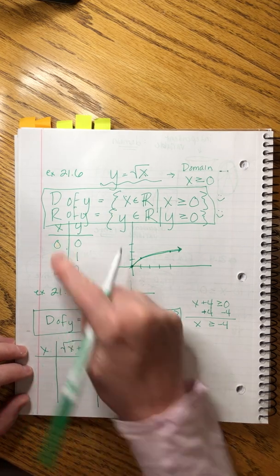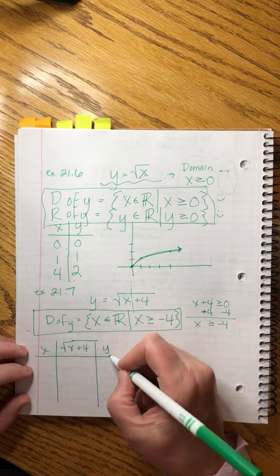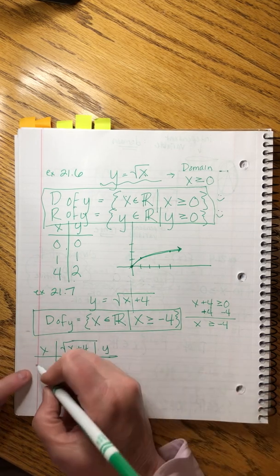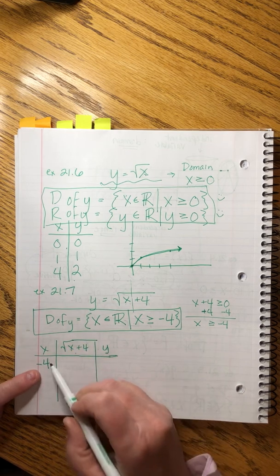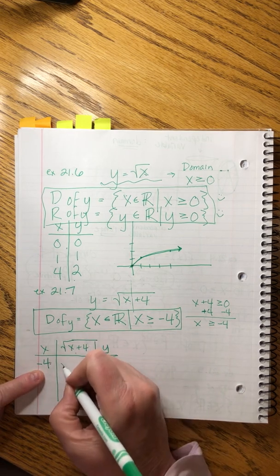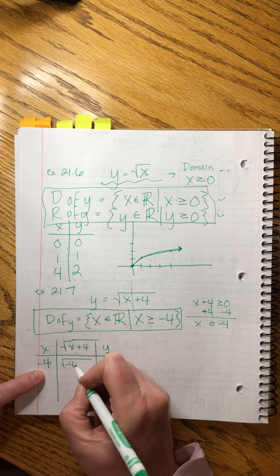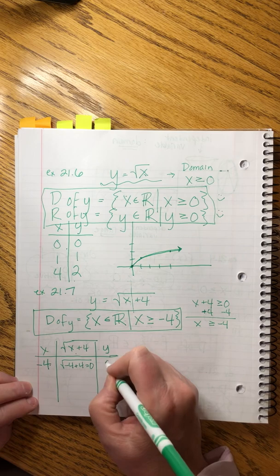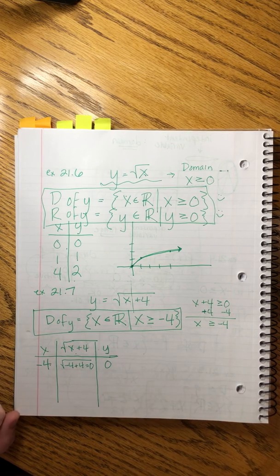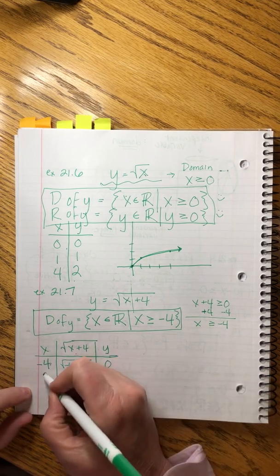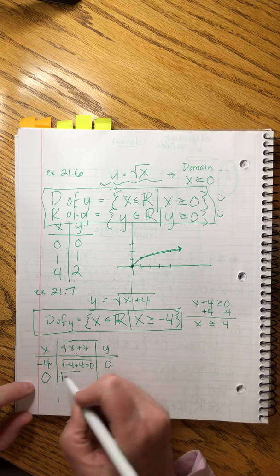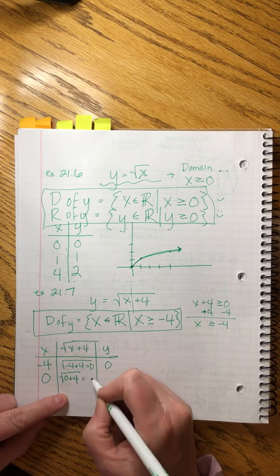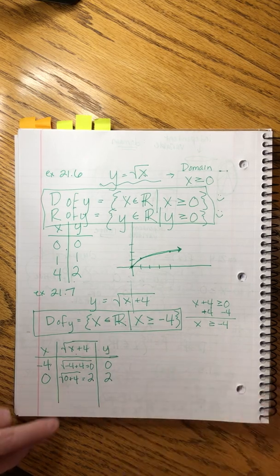I didn't do it on this one, but I prefer to do it so you can see where I got the y values. So let's choose our values carefully. Let's start with negative 4. When I plug negative 4 into this, I get the square root of negative 4 plus 4, which equals 0. The square root of 0 is 0. All right, let's choose 0. Then I have the square root of 0 plus 4, which is the square root of 4, which is positive 2. I can write that there.